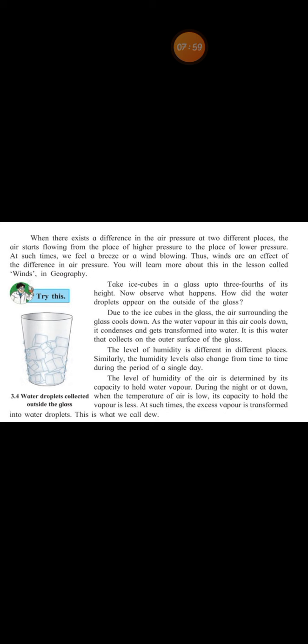Now, children, see figure 3.4. Yes, what can you all see here? You can see that there is a glass, and in that glass ice cubes are there, right? And one more thing you can see is that water droplets are formed on the outer part of the glass, right?